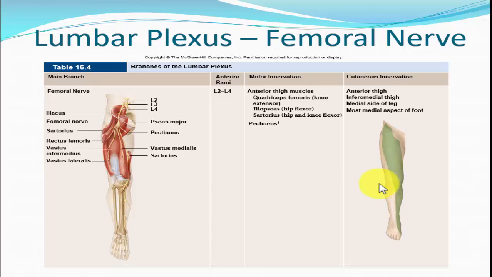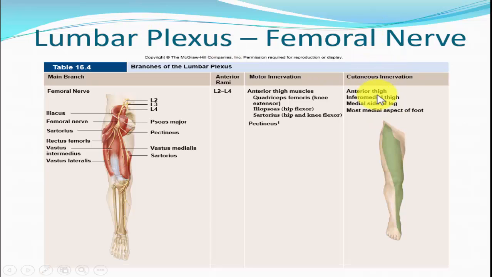If we specifically look at nerves that make up the lumbar plexus, the first one is the femoral nerve. So the femoral nerve is going to run off of anterior rami L2 through L4. It's going to innervate muscles, such as the quadriceps femoris, which we know is not technically a muscle. It's a group of the 4 muscles together. The iliopsoas, or your hip flexor, and then the sartorius and the pectineus.